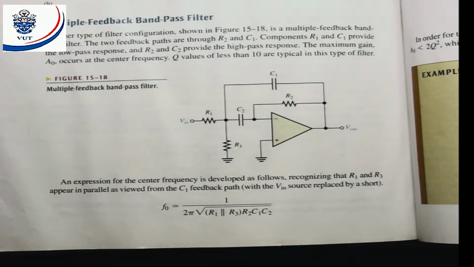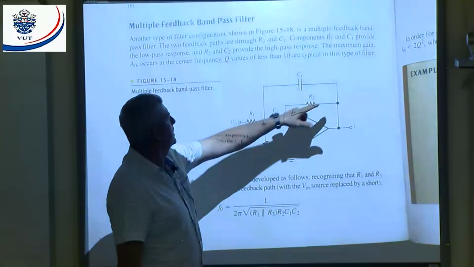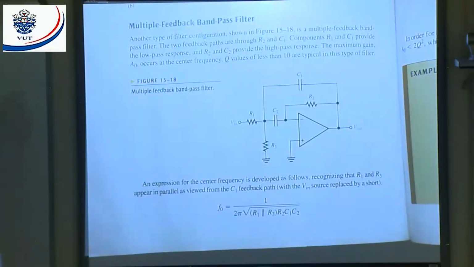The next filter is a multiple feedback band pass filter. Why do they call it a multiple feedback? Because we have more than one feedback circuit there. You can see here, there I have a feedback circuit and there I have a feedback circuit. That's why they call it a multiple feedback band pass filter. They say another type of filter configuration shown in figure 15.18 is a multiple feedback band pass filter. The two feedback paths are through R1 and C1. Components R1 and C1 provide the low pass response, and R2 and C2 provide the high pass response.